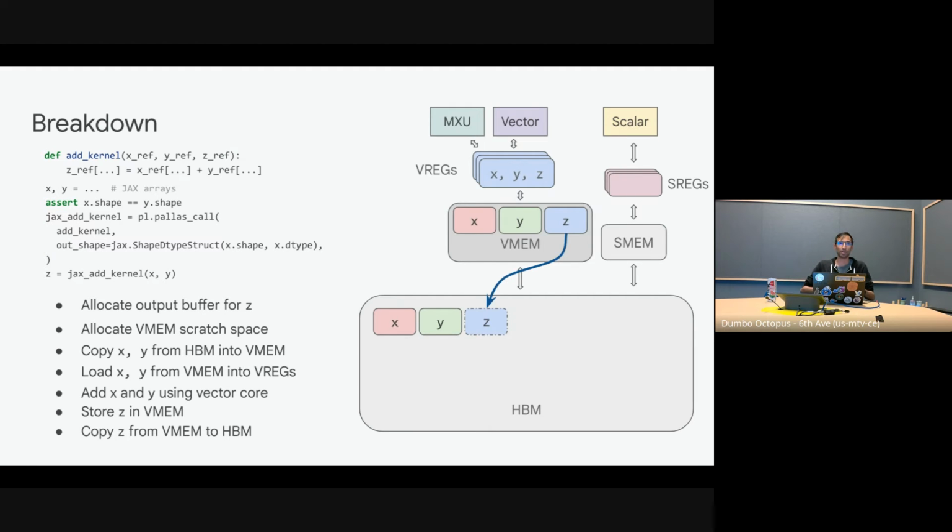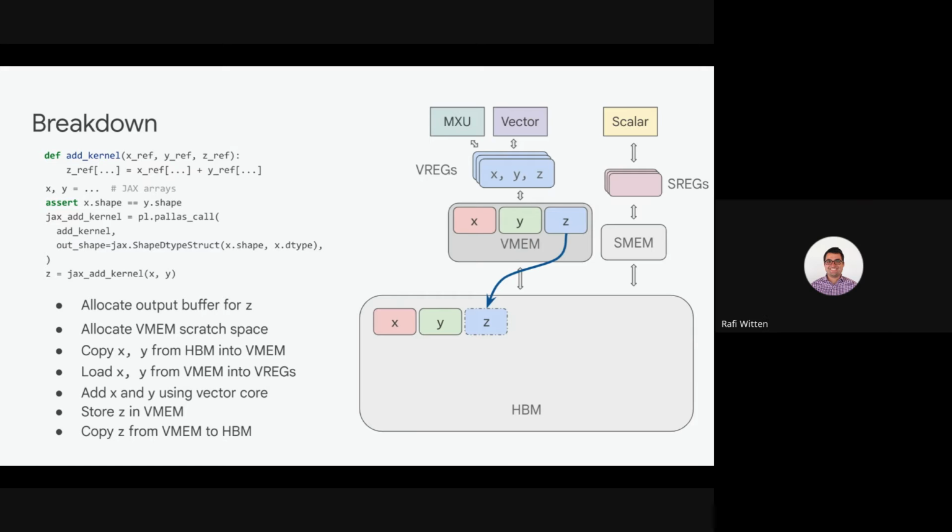You want to start in HBM and end in HBM, usually. But in between, there's data movement and compute that happens in order to get the data you want right next to the compute, which is the matrix multiply unit and the vector unit. We'll get to scalar stuff later. But yeah, any questions about this picture? Conceptually, this is the flow that happens when you call a Pallas kernel.